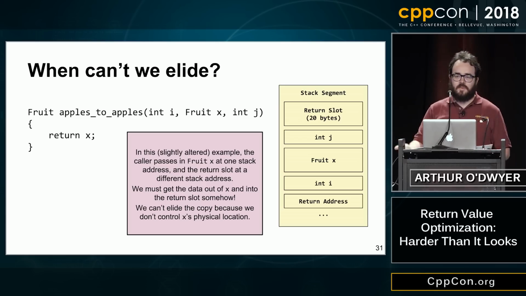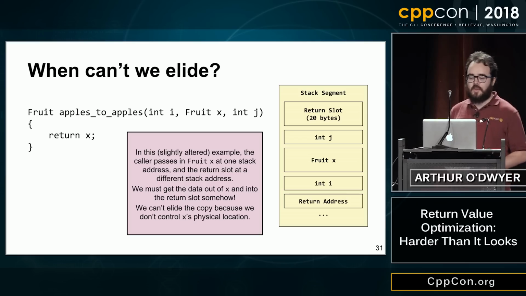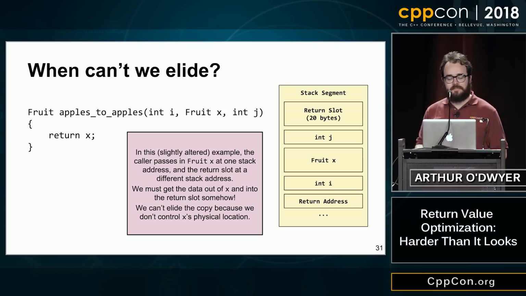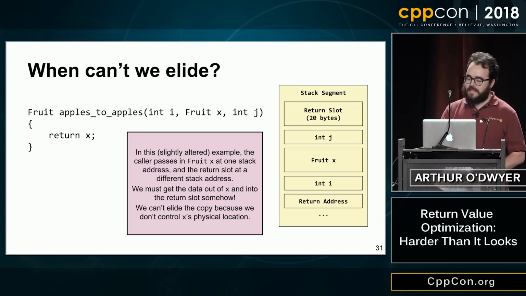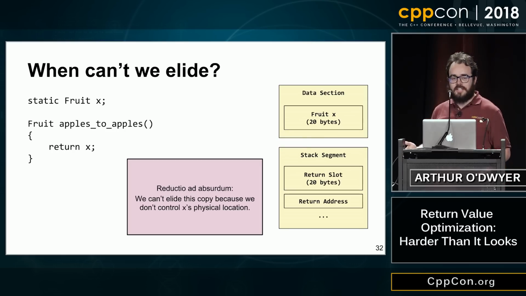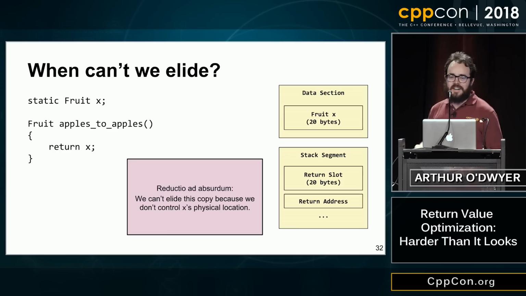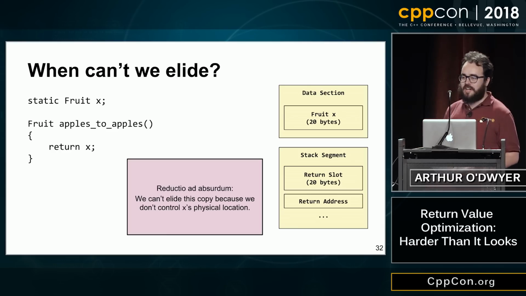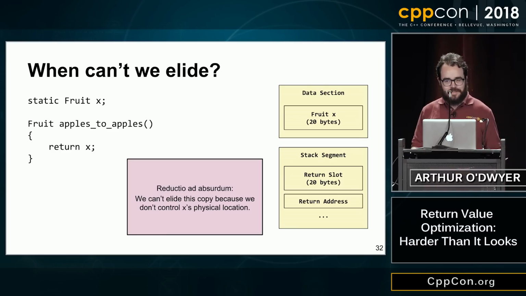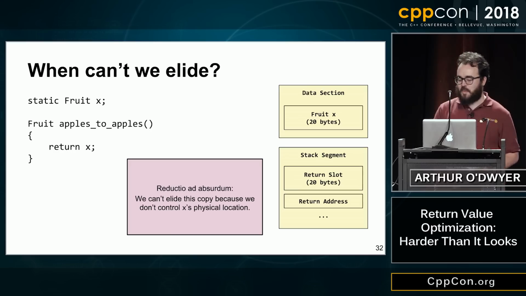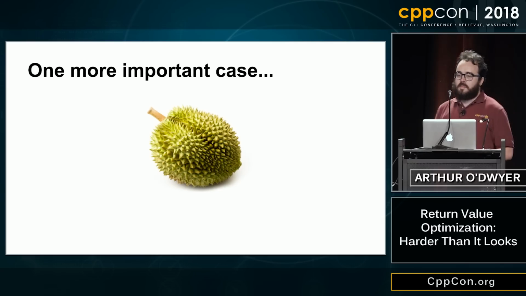And so we have no way to elide that copy because we don't control x's physical location. Right? When we're returning a parameter, we don't get copy elision. We cannot get copy elision for technical reasons. The reductio ad absurdum of this, not controlling where x is allocated, is what if we try to return a global variable, right? Static fruit x at global scope, x is somewhere in the data section, and now we're trying to return it. Obviously, we're not going to get copy elision because we don't control where x was allocated in the first place. And then there's one more important case.